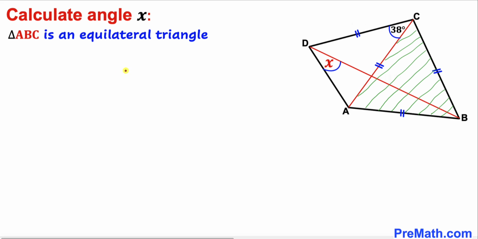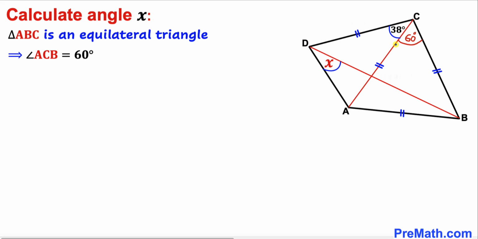And here's our very first step. Let's focus on this triangle ABC, and we know this is an equilateral triangle. That means this angle is going to be 60 degrees. This angle is 60 degrees, and moreover, this angle is 60 degrees as well. So therefore this angle ACB turns out to be 60 degrees. If we add these two angles, this is going to give us 38 plus 60 is going to be 98 degrees. So therefore our angle BCD turns out to be 98 degrees.